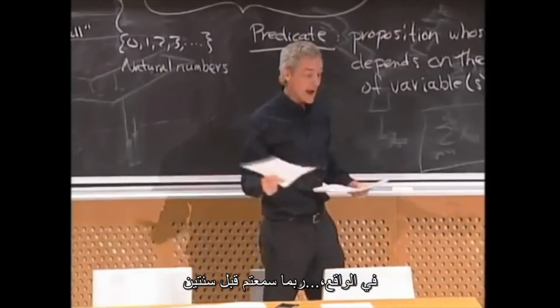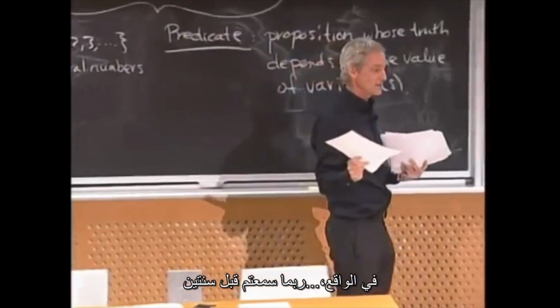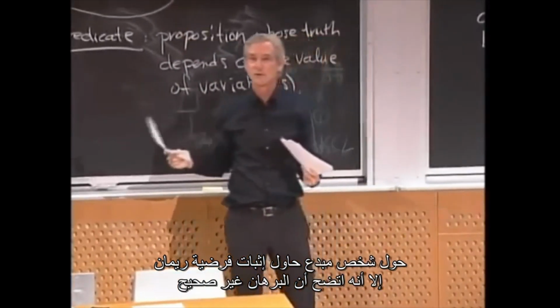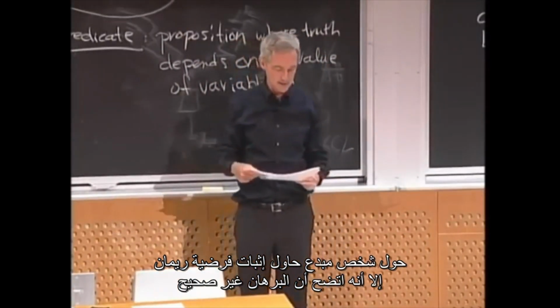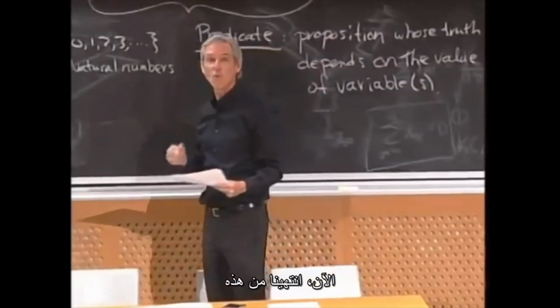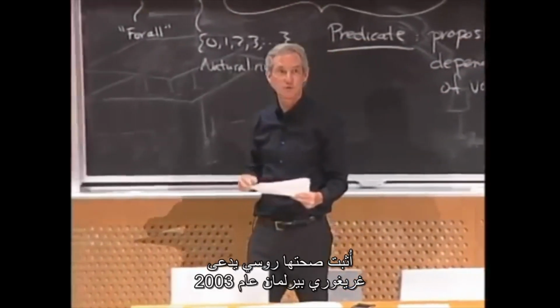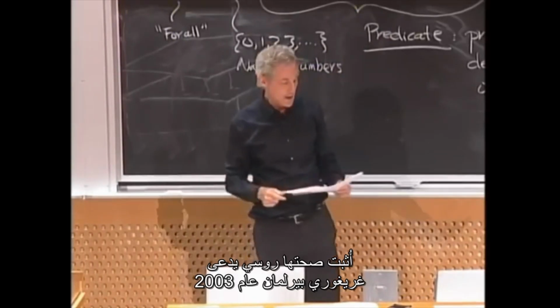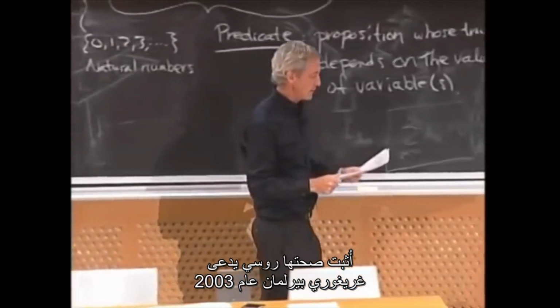And then the Riemann hypothesis, a couple of years ago, somebody credible claimed to have proved it. The proof turned out not to be right. Then there's the Poincare conjecture. Now this one was finished off. It was proved to be true in 2003 by a Russian named Grigori Perelman.